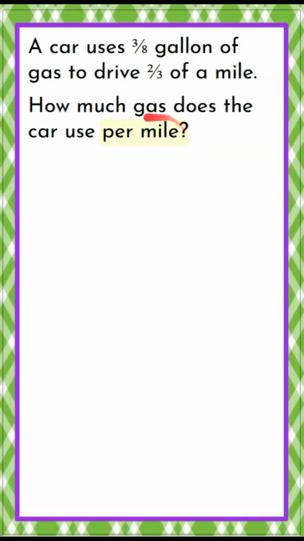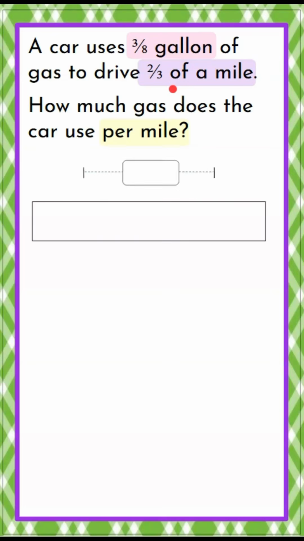So our per mile is our unit rate, right? The second quantity being 1, so 1 mile per mile. We know that we've used 3/8 of a gallon to go 2/3 of a mile. So let's set up our double bar diagram.